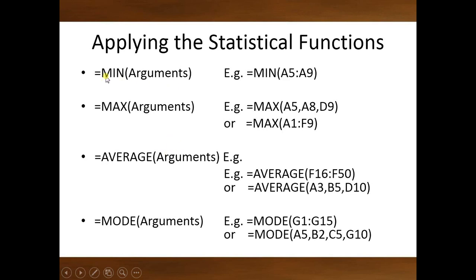This is the format for the mean function. So we type equals mean, then the arguments are enclosed in the bracket. And we have an example here: mean into bracket A1 colon A5.